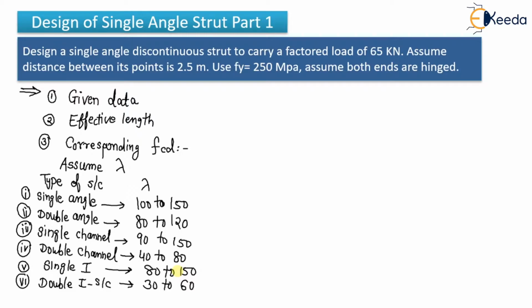I'll explain one more step. Once you get the value of lambda, immediately calculate the value of FCD, and this FCD value will be taken from the IS code. I'll mention the page number here.